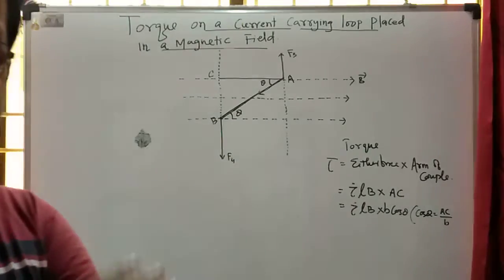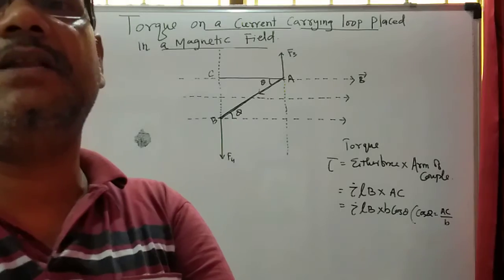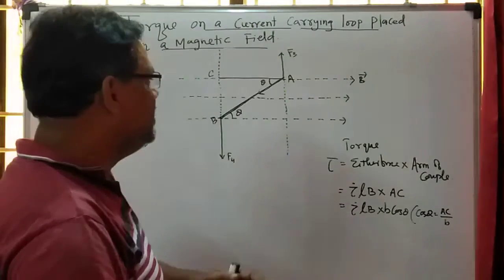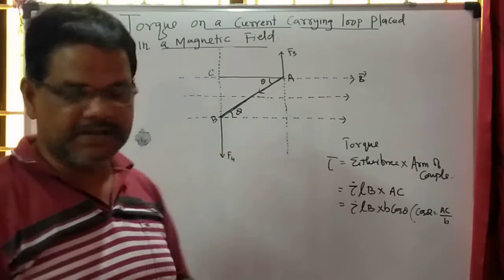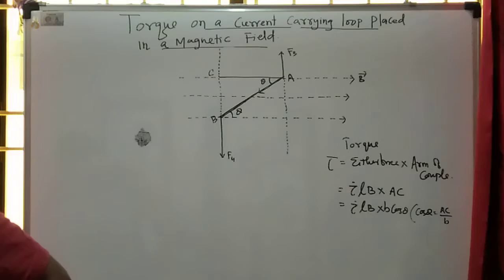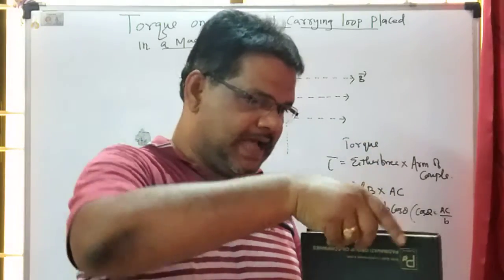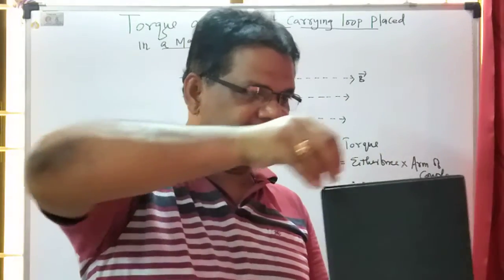Dear student, this is the second part: how to express mathematically the torque acting on a coil placed in a magnetic field. Here the simple representation is that AB is the upper part of the coil. This is the rectangular coil, and as the coil is rotating in this manner, I am taking this part. This is the AB part.